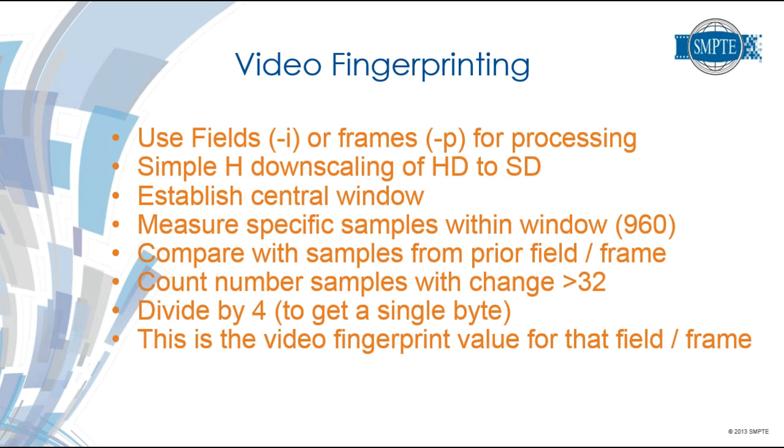So we have the 960 samples from today's frame, and we have the 960 samples from the frame prior or the field prior, and we do a comparison. And we compare sample to sample, and we look at how many samples have changed value by more than 32. We then divide that by 4, because that result gives us a single byte, and that byte is the video fingerprint for that field or frame.